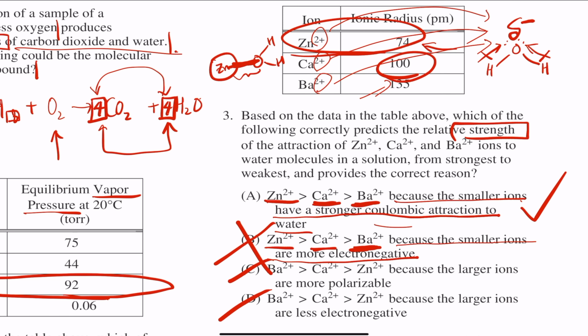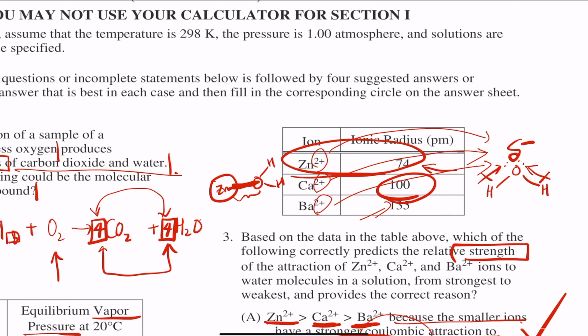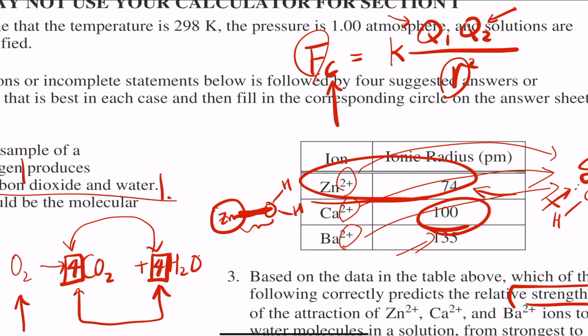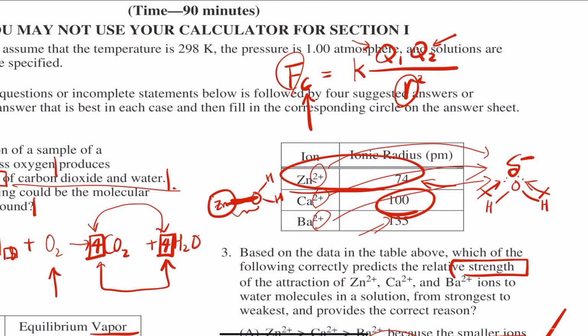Now, when they say Coulombic attraction, they're talking about Coulomb's law, which, if you need some review on it, says the force due to charge is equal to k, the constant, times Q1 and Q2, the charge of the first particle and the charge of the second particle, all over r squared, r representing the distance between the two ions. So that's what they mean by the Coulombic forces.